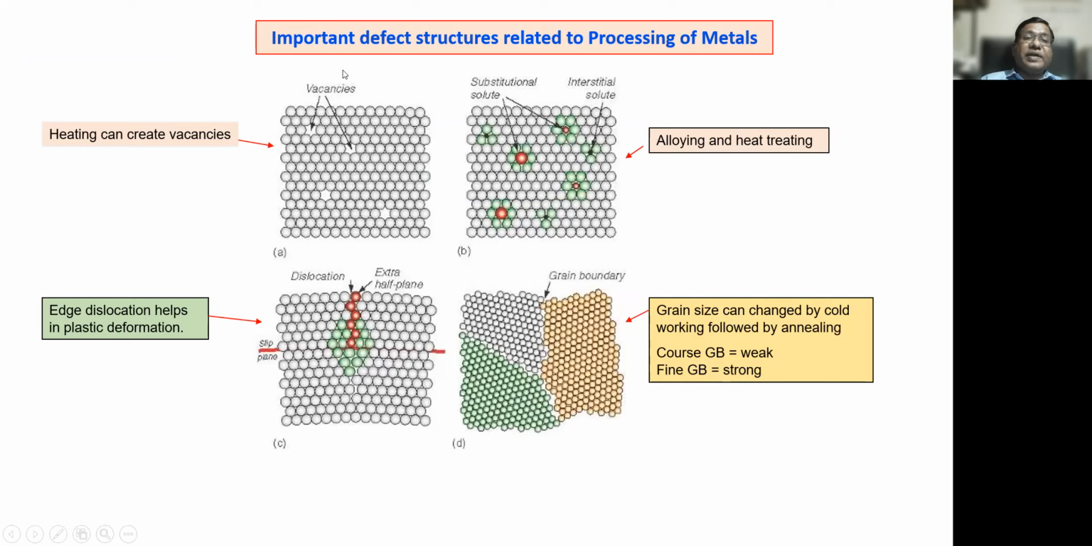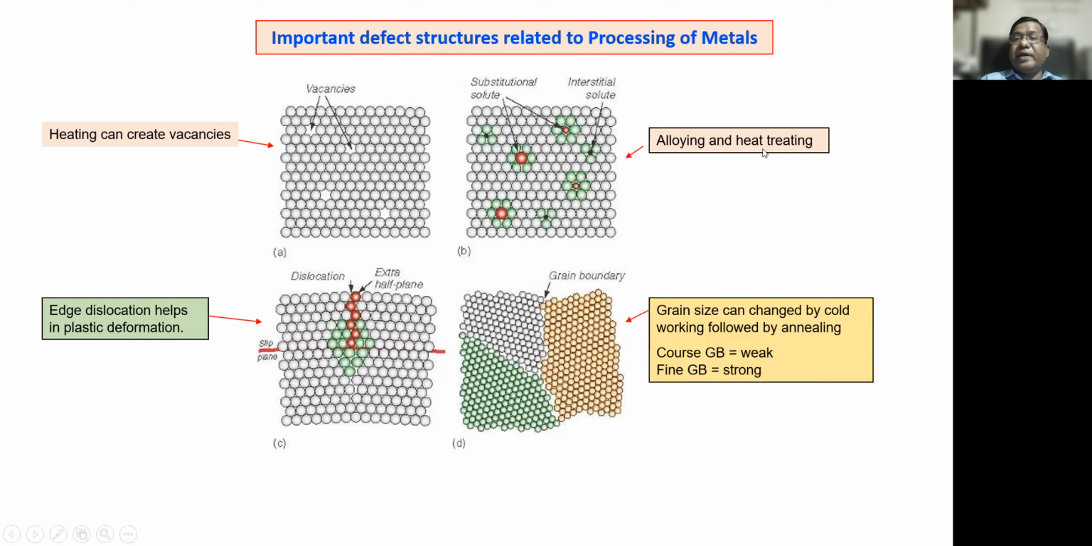Vacancy means one atom is missing from its regular site. So how can vacancies be generated? If we heat the metals, due to the heat energy the excitement or vibrations of atoms will increase, and they can leave their regular position. This is how a vacancy can be generated.